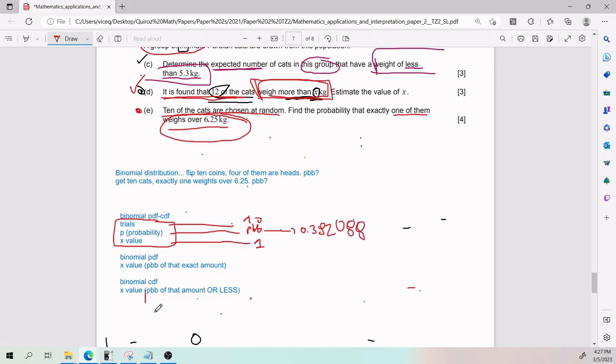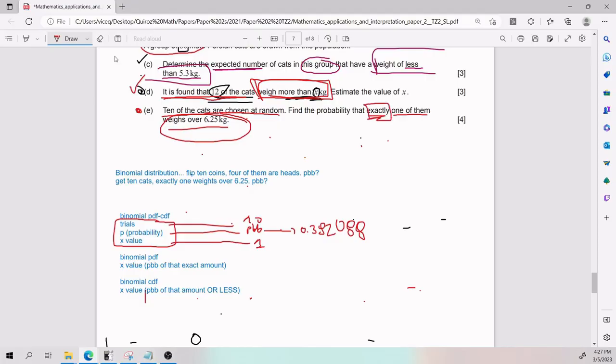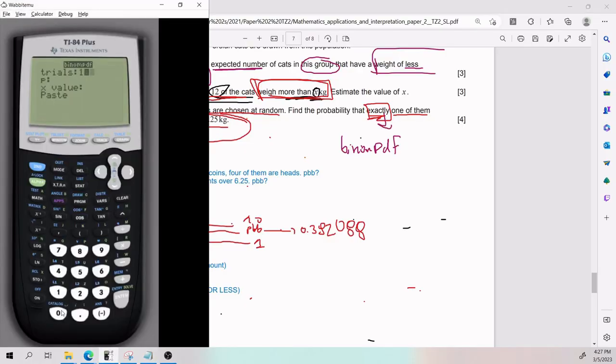So now using this information, I can go ahead and plug it into the other one. We said it was going to be binomial PDF because we were talking about exactly one of them. This is a buzzword. If you see exactly, you should immediately think, okay, we're talking about binomial PDF. That is a key buzzword that can help a lot. So trials was 10. Probability is this thing that we just found. And X value we said 1 because we're looking for exactly one cat of those 10 weighing that amount.